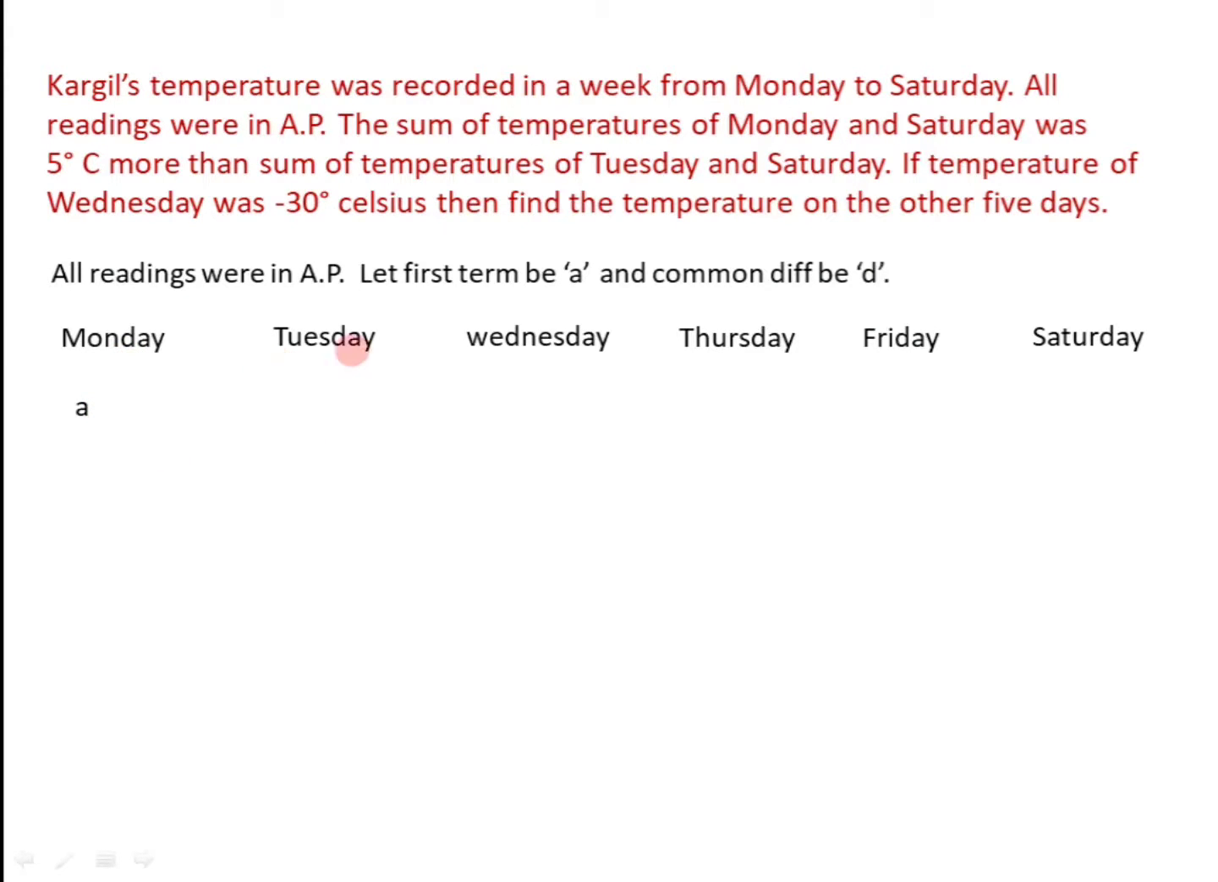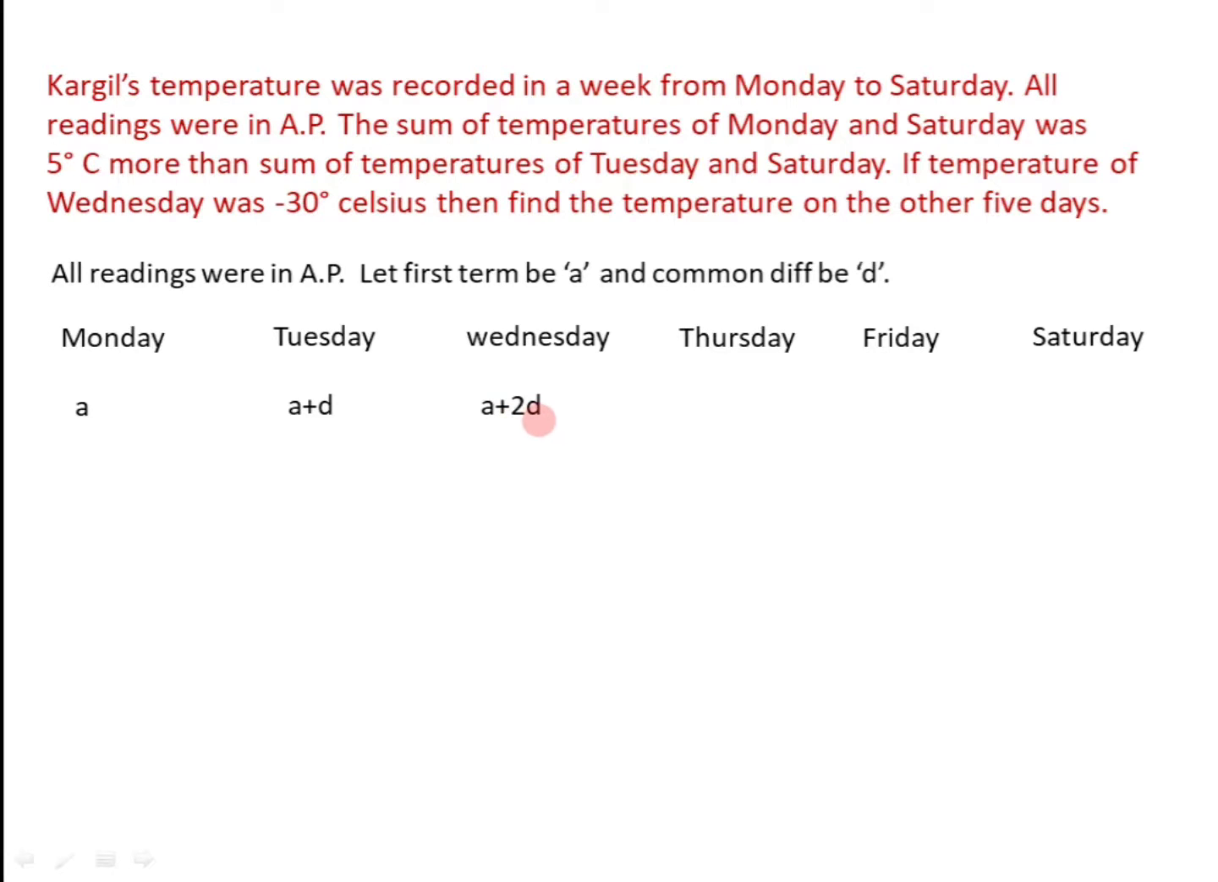To find the temperature on Tuesday, we just add the common difference to the first term, and the first term here is A. So the temperature on Tuesday should be A plus D, because D is the common difference and this is an AP. If we add the common difference to the first term, we get the second term. Similarly, to get the third term, we add the common difference to the previous one. That is, we add D to A plus D, so that should be A plus 2D.